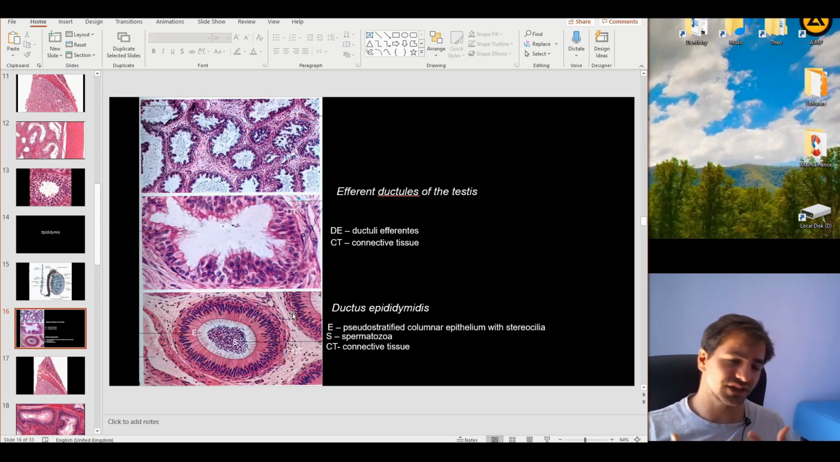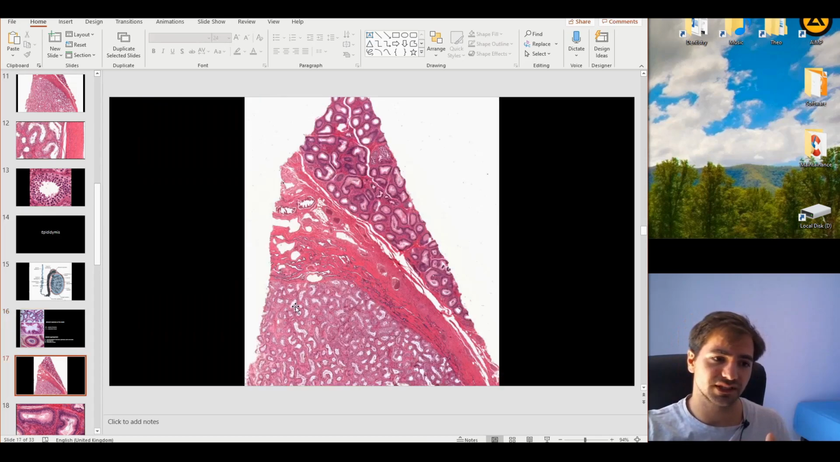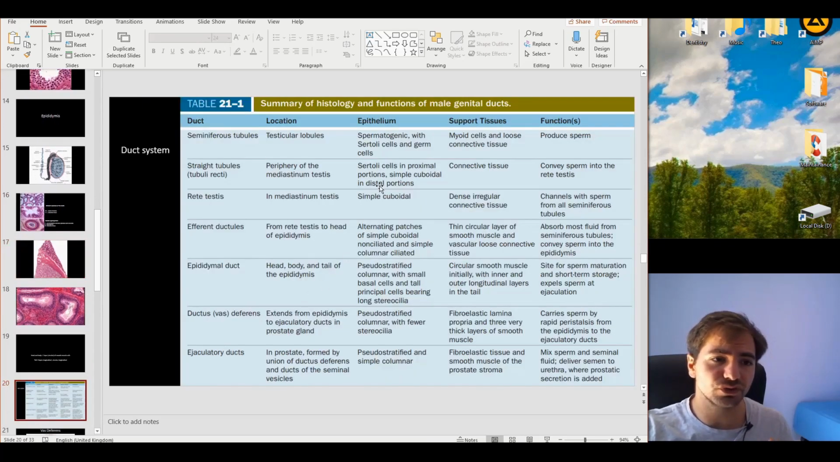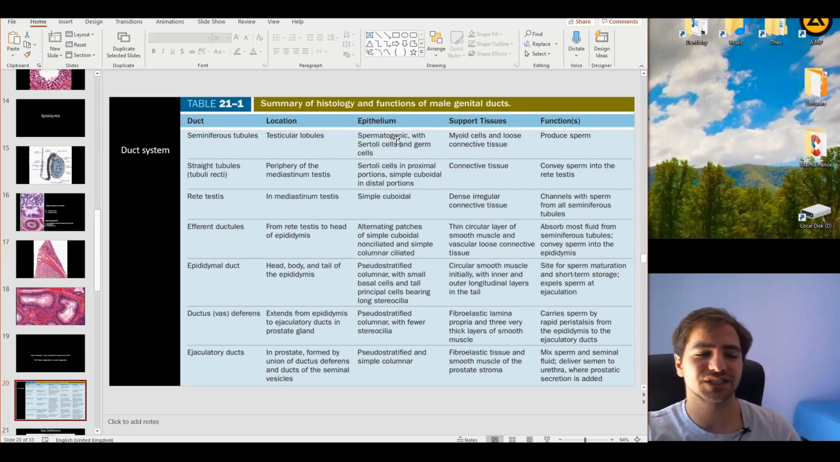So this is the very peculiar characteristic of this epithelium, and these differences can be seen in this very useful table that classifies the differences of the duct system of the male genital ducts. Now, as we saw in the seminiferous tubules, we typically have the Sertoli cells in the whole mucosal layer, aside, of course, from the spermatogonia.